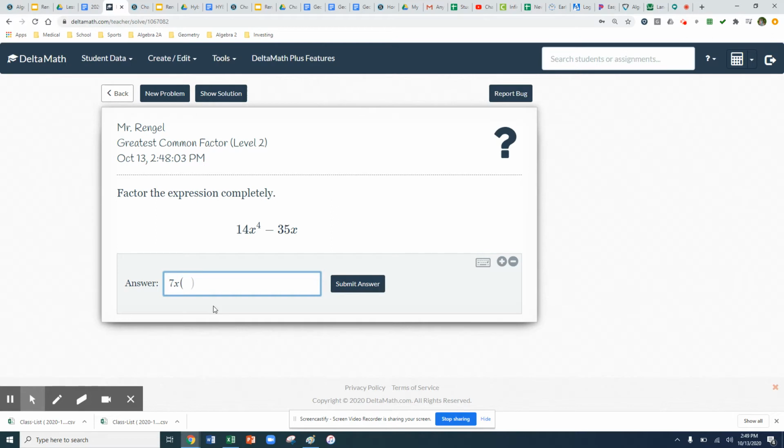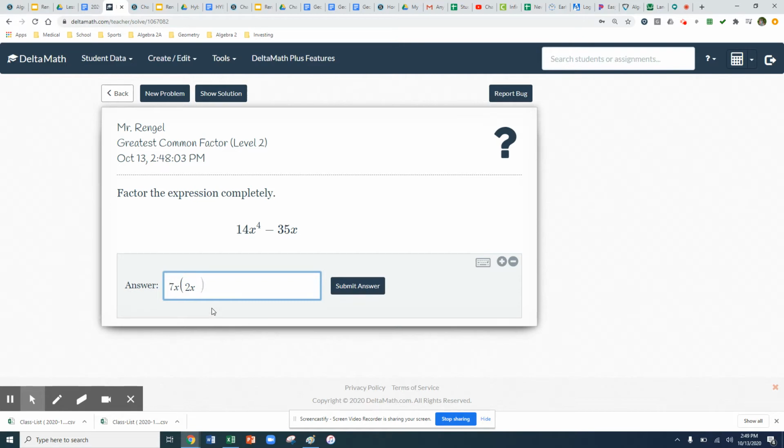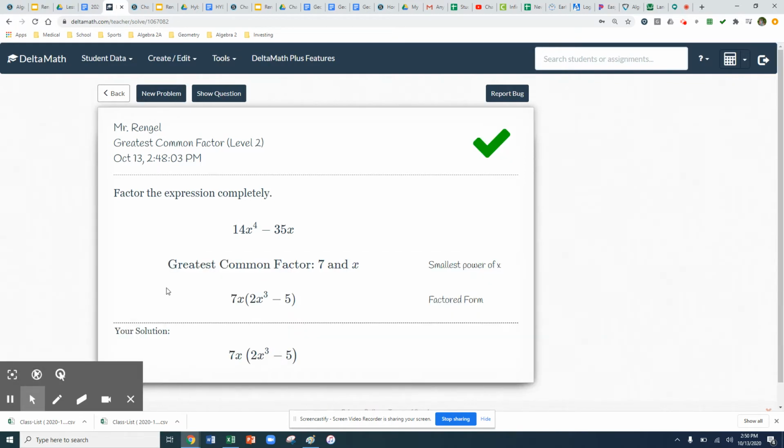So when you divide 14 by 7, it becomes 2. When you take x to the fourth and divide out an x, it lowers your power by 1, so that's going to be x to the third. To get to a power, you're going to hit Shift 6. That'll give you an exponent. So now we have x to the third. Hit arrow over to get out. And then we're going to have a minus 5, because 35 divided by 7 is 5. And no x, because the x was divided out. And we will hit enter, and we should show that we've got that one correct.